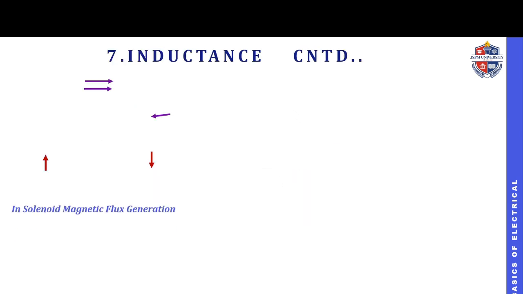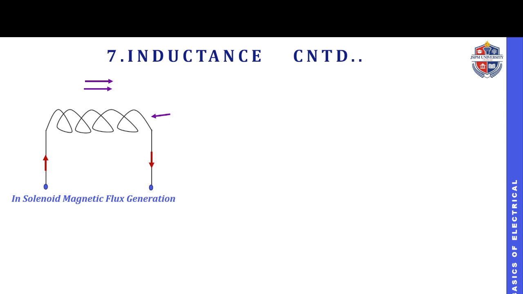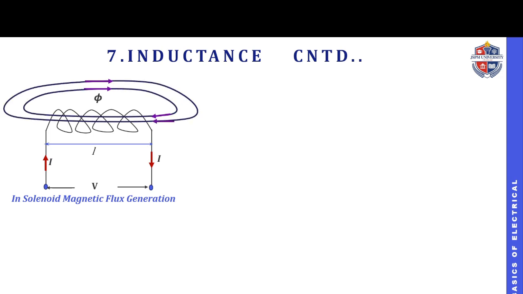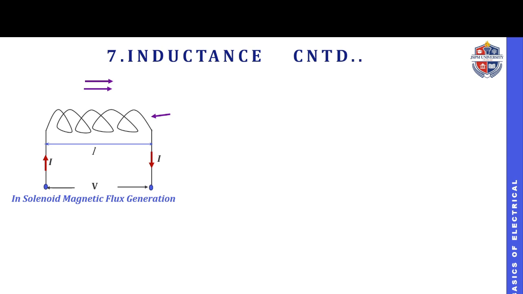Assume now there is a solenoid. The length of the solenoid is L, and the voltage we have applied to the winding is V. Therefore, the current flows through the solenoid. When the current is flowing, as per the same thumb rule, the current flows in this direction. We can consider this in a different way also. The current flows in the direction of the remaining four fingers, therefore the magnetic flux will be in the direction of the thumb like this.